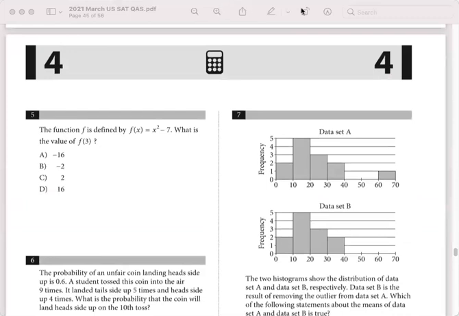Question 5. The function f is defined by f(x) is equal to x squared minus 7. What is the value of f(3)? So f(3) will be 3 squared minus 7, which is 9 minus 7, which is 2. That's option C.